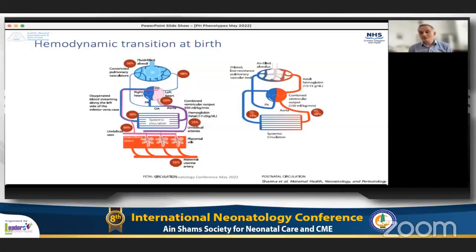The combination of aeration of the lungs, of ventilation, combined with oxygenation of the alveoli, leads to an acute drop in pulmonary vascular resistance, and that will promote increased pulmonary blood flow. The right ventricle takes on the role of delivering that pulmonary blood flow, and the increase in pulmonary venous flow leads to increase in left ventricular output as the left ventricle takes on the role of supporting the systemic circulation.